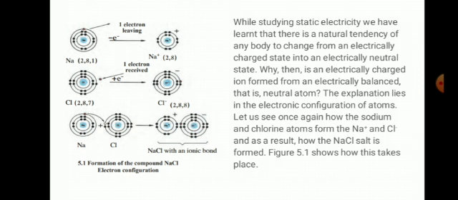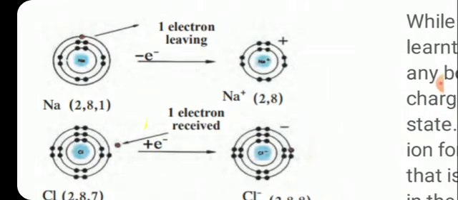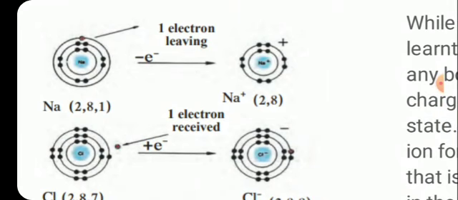Nucleus contains positively charged protons and electrons are negatively charged particles, and they revolve around the nucleus in specific shells. Atom is as such electrically neutral because positive charge possessed by proton is neutralized by negative charge possessed by electron. Clear to you? But in case of sodium, it has electronic configuration 2, 8, 1. Sodium has tendency to donate its outermost valence electron in order to obtain a complete octet state. So one electron is lost by sodium atom and sodium ion is formed with electronic configuration 2, 8, and this is complete octet state, more stable state.